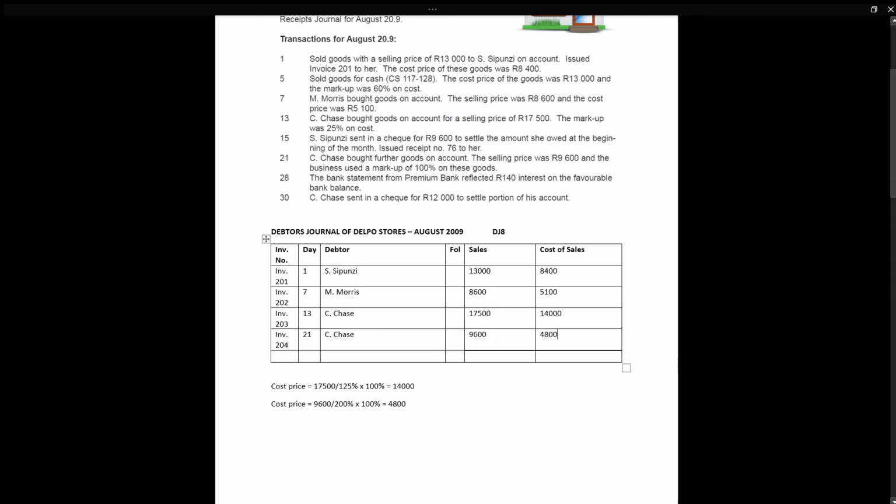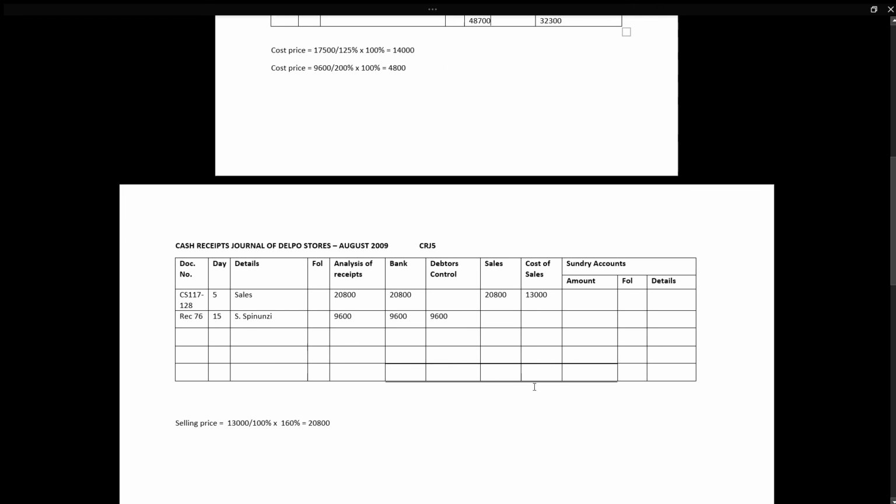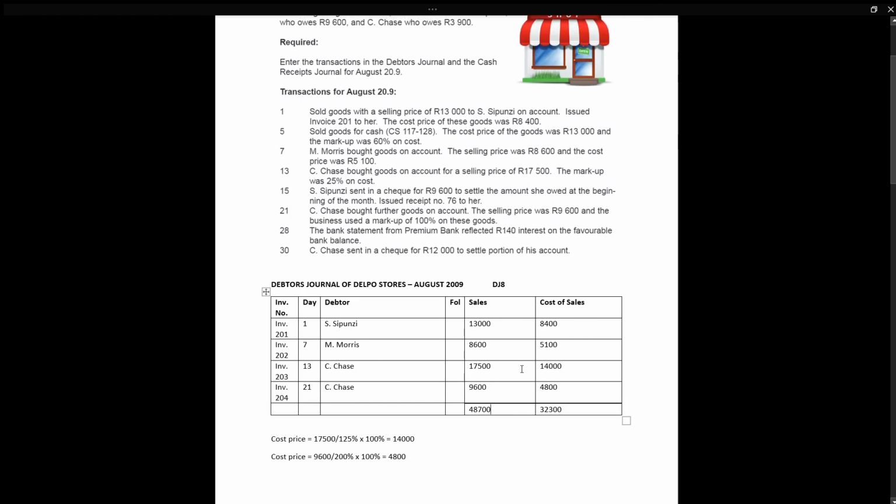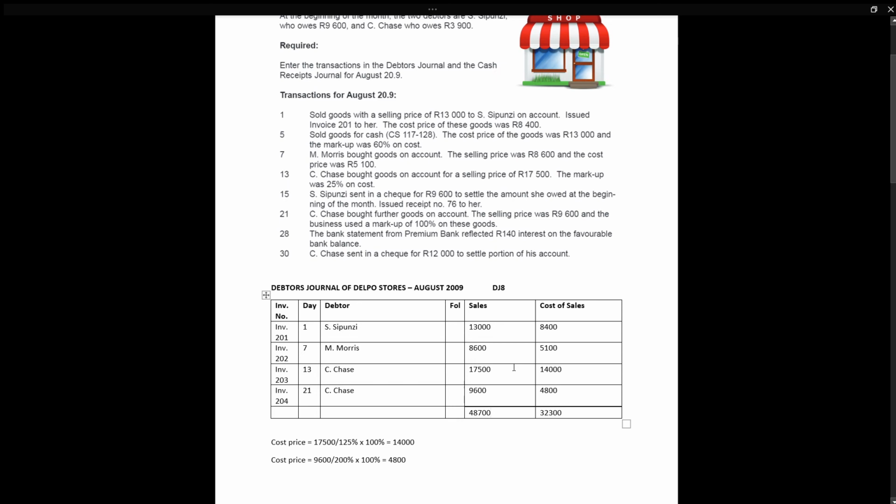Let's quickly total the debtors journal since we're busy here. The cost of sales, I got 32,300, and then sales I got 48,700. And then let's continue with our next transaction that took place on the 28th. The bank statement from Premium Bank reflected 140 Rand interest on a favorable bank balance. Favorable bank balance means we have money in the bank and we earn interest as a reward because of that.